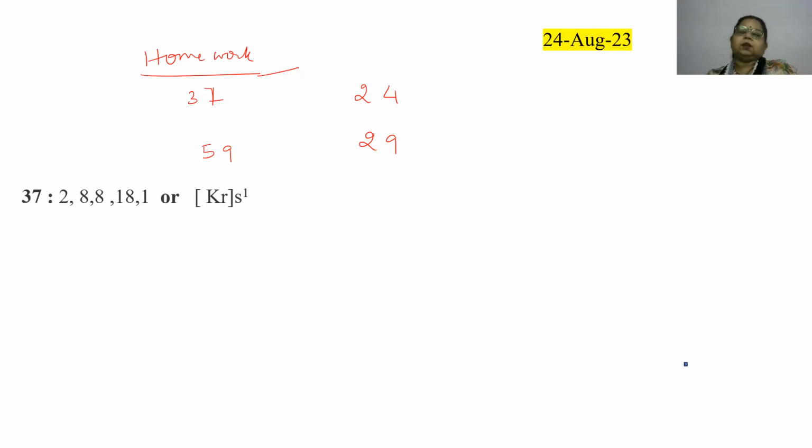Correct. See, I have shown you the other way. What you said, student, was correct. But here I wanted to show you one other way of writing the configuration of the elements. As you can see on my screen, I have written it in terms of atomic orbitals as filled by Aufbau's law: 2, 8, 18, 8, 1. And then I have written Kr. Can somebody tell me the name of the element having symbol Kr? Krypton, ma'am.